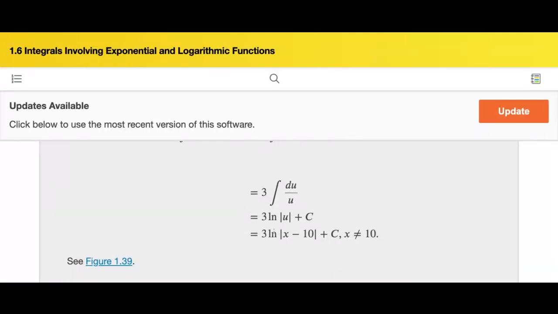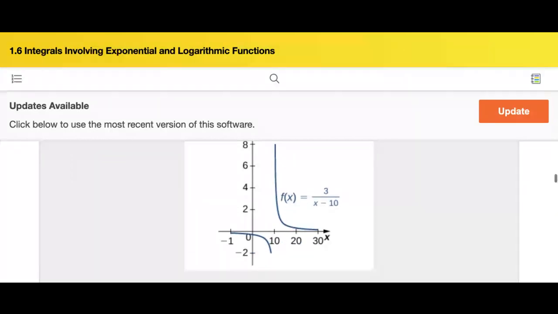Here, ln doesn't take the value 0, and the input has to be greater than 0, so the domain of ln requires x to be greater than 0. That's why we have the absolute value sign on x minus 10: it forces the input to not be negative, but it does not force it to be nonzero. So I put an extra condition: with the absolute value of x minus 10, x cannot be 10, because 0 is not in the domain of ln.